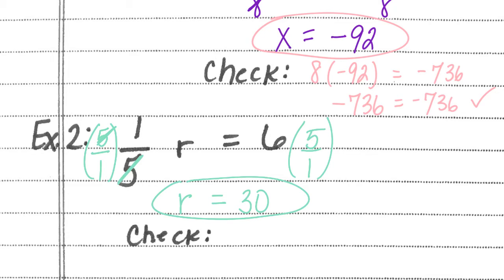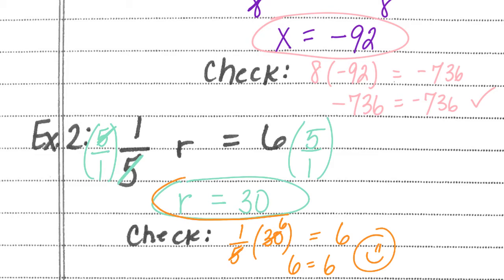Always want to check. 1/5 times, instead of putting an r, we're going to put in the number 30. And notice that 5 goes into 30 6 times. So r is equal to 30.